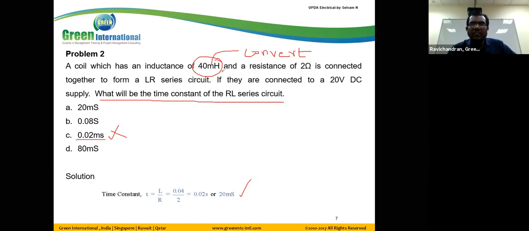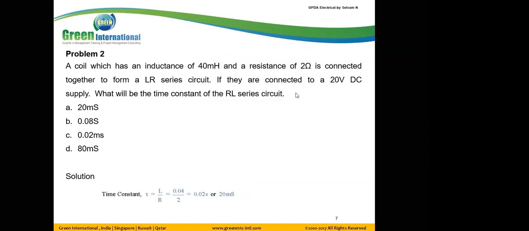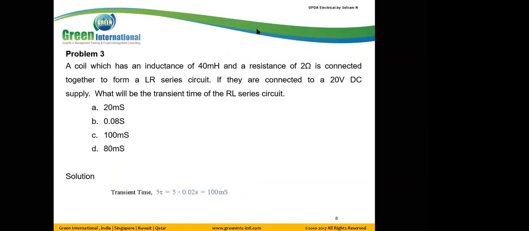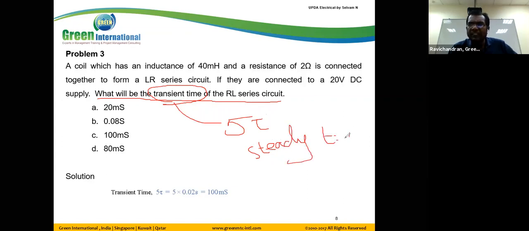Okay. Correct. So next question. Now they ask what will be the transient time of the RL circuit. This transient time, we call as 5 tau. So transient time or steady state are all equal. Steady state means t is equal to infinity. Transient time is t is equal to 5 tau.